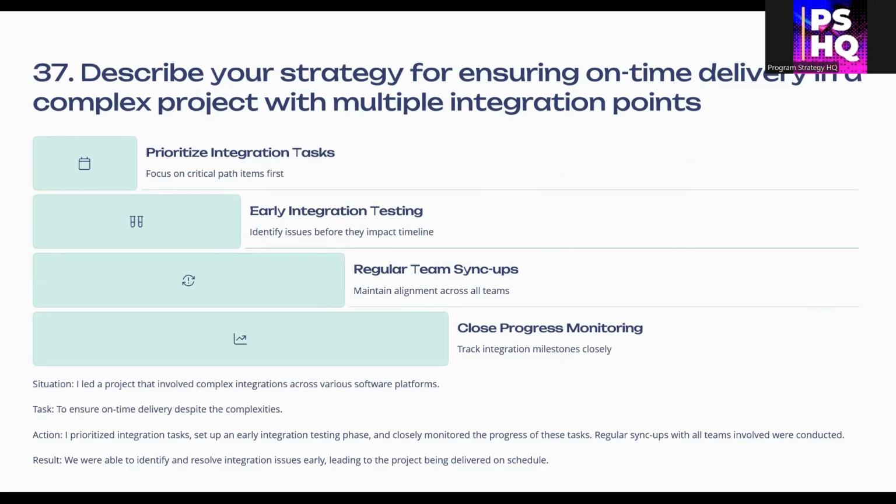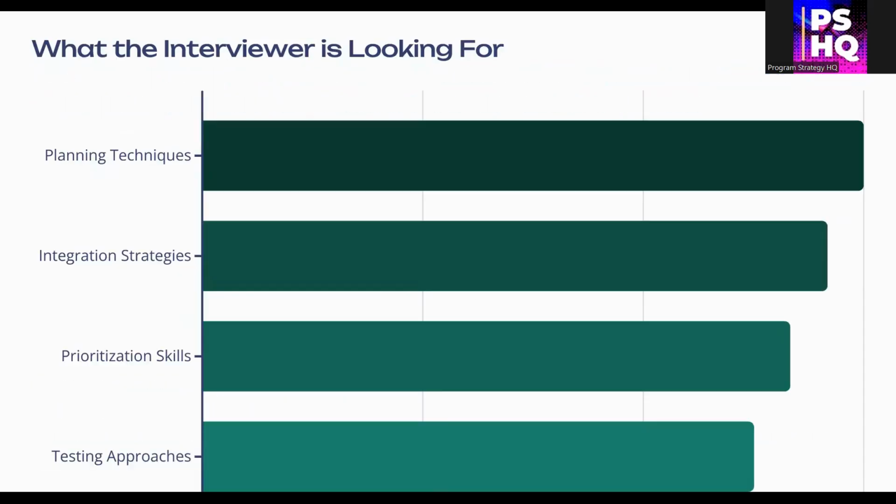So what is the interviewer looking for? Planning techniques to manage delivery timelines. Discuss how you ensure realistic scheduling. Strategies to minimize integration delays. Explain risk management around technical dependencies. Prioritization and testing approaches. Mention continuous testing and proactive issue resolution. Include keywords such as milestone planning, early integration testing, CI/CD, dependency resolution, agile sprint planning, and risk-based scheduling.